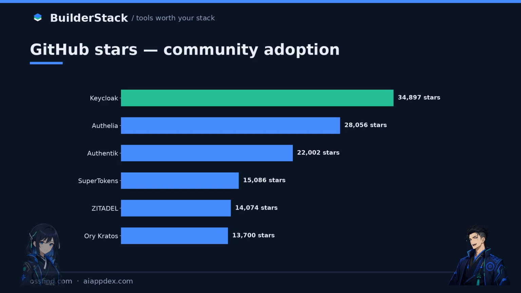Here's how community adoption stacks up across all 6. Keycloak's lead is substantial, nearly 35,000 stars and nearly a decade of enterprise deployments behind it. Authelia's 28,000 reflects a different audience, ops engineers protecting self-hosted tool stacks. The rest are newer entrants, all actively maintained and all pushing within the last few days.